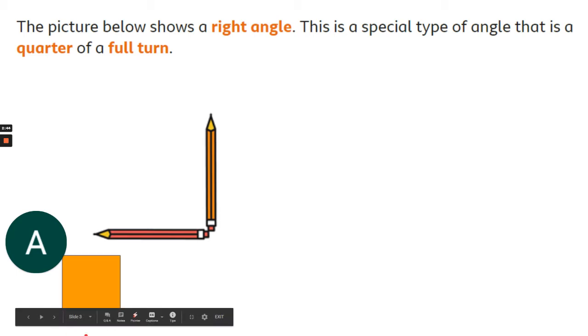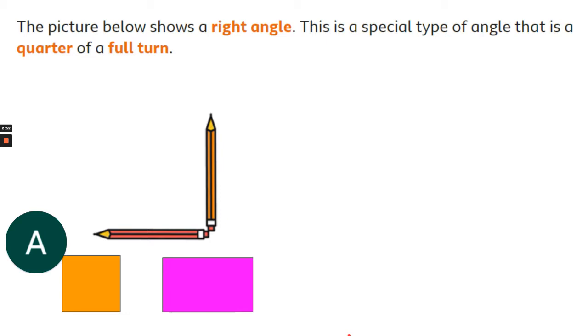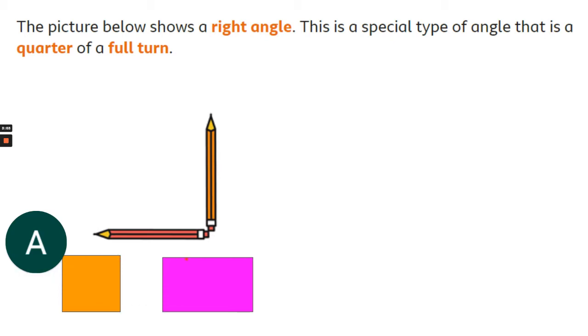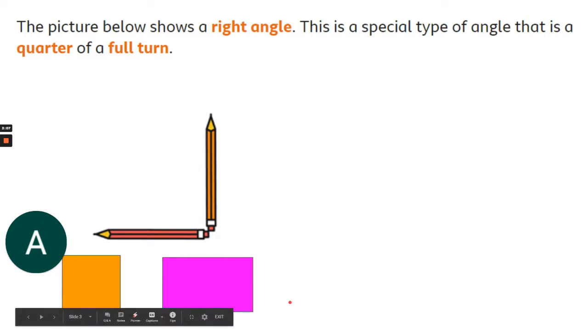Squares and rectangles have right angles. How many right angles in a square? How many right angles in a rectangle? If you said 4, you'd be correct. We've got where the corners are, where those are called vertices or corners.